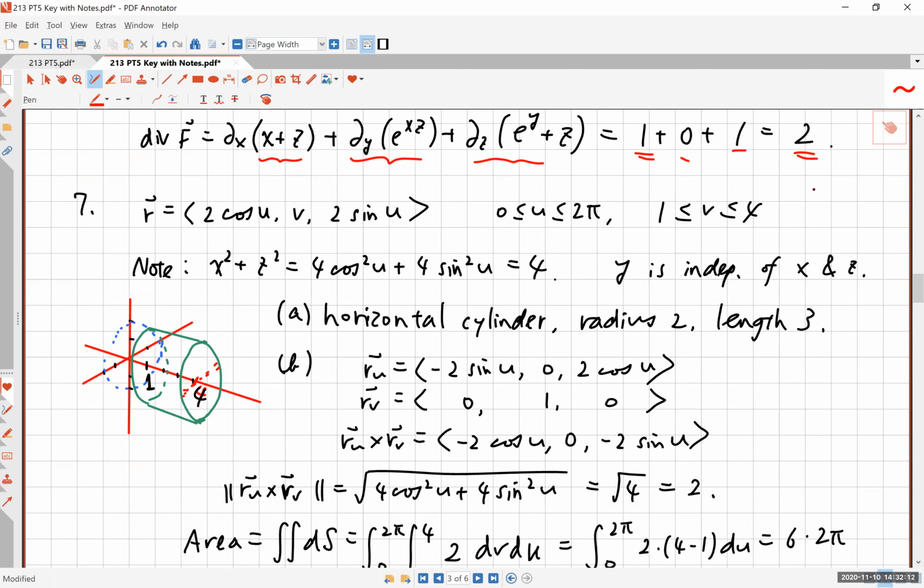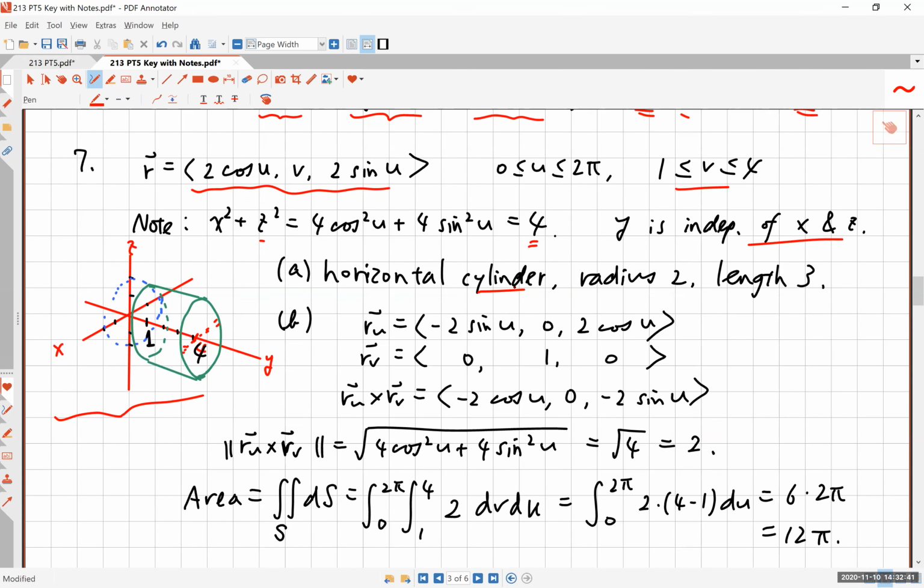Number 7. I first write down, or just copy, the parametrization. I notice here that x squared plus z squared is 4, right? So that means it's a radius 2 circle, right? And then y is independent, and it goes from 1 to 4. So here's the picture. It is a circular cylinder that goes in sideways. Of course, this is x and this is y and this is z. All right, so it is a horizontal circular cylinder of radius 2, and the length is 3 because y goes from 1 to 4.